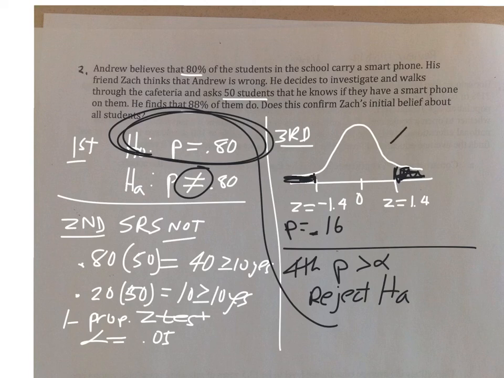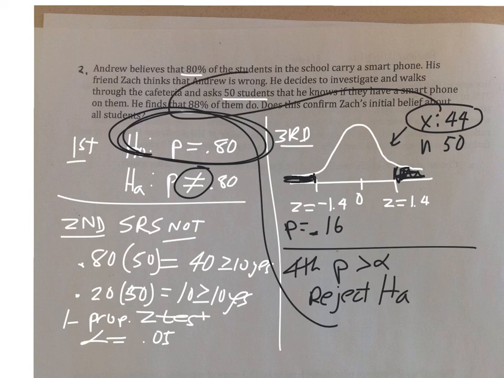Now, in typing this in, be sure that you're using x as 44 and n is 50. And the 44 comes from 88% of the 50 students. When you type this in, the x represents how many actually did.